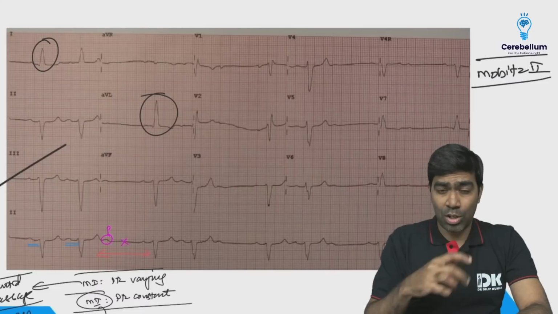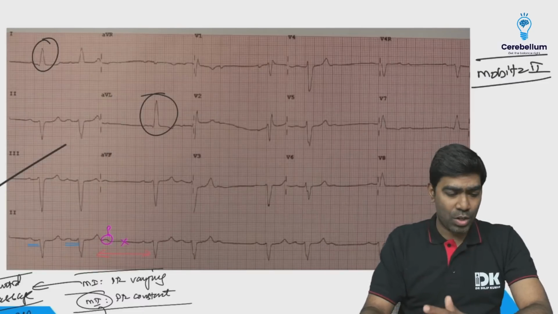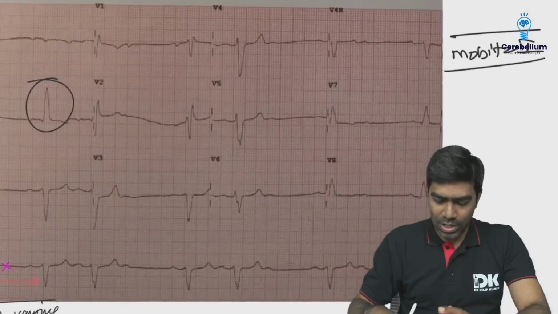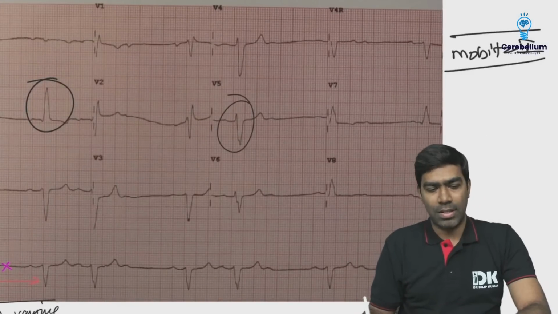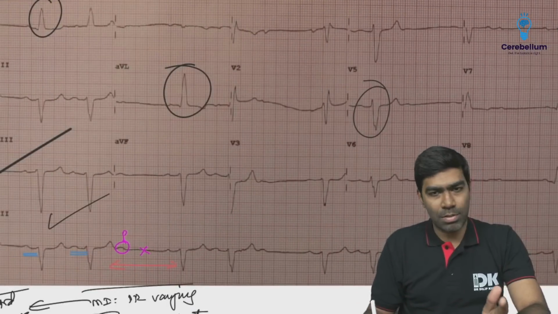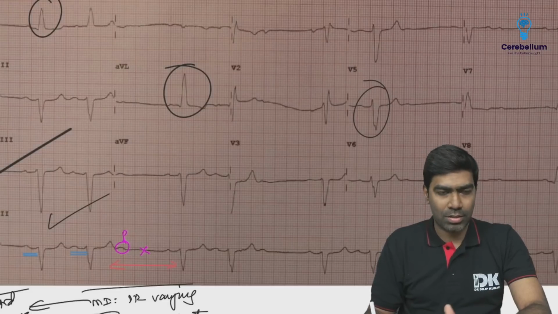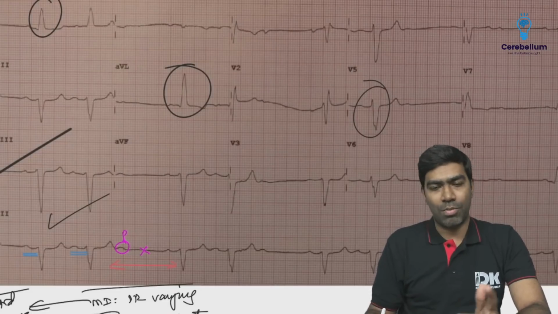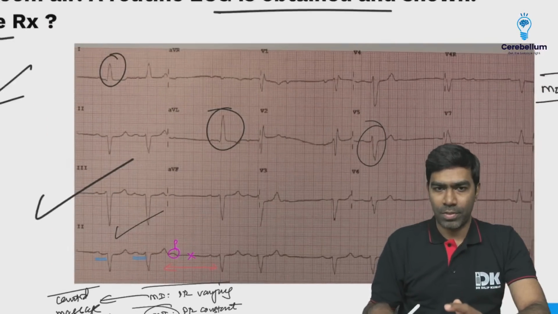So is it a wide QRS or narrow QRS? It's a wide QRS, right? The patient is having a wide QRS. You can see very clearly it's a wide QRS. So that's why this patient is a perfect candidate. Mobitz 2, asymptomatic, but still having a wide QRS. Definitely you can opt for a permanent pacemaker.